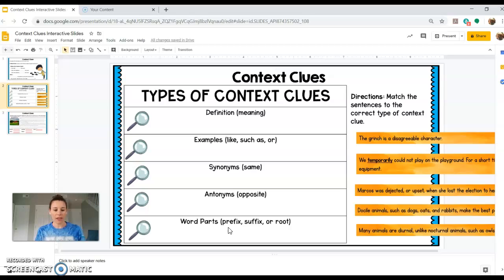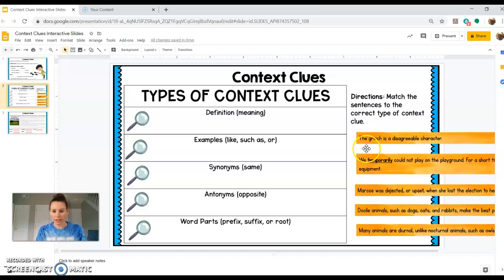For example, if I have the word unhappy, the prefix is un. Un comes at the beginning of the word. The suffix comes at the end of the word. Un at the beginning means the opposite, so if I have the word unhappy, I'm going to know that means the opposite of happy, or sad. Root word: in 3rd grade, we have used the term base word to talk about these kinds of words, so for root word, I just want you to think of base word. In unhappy, the base word would be happy because that's the main part of the word.